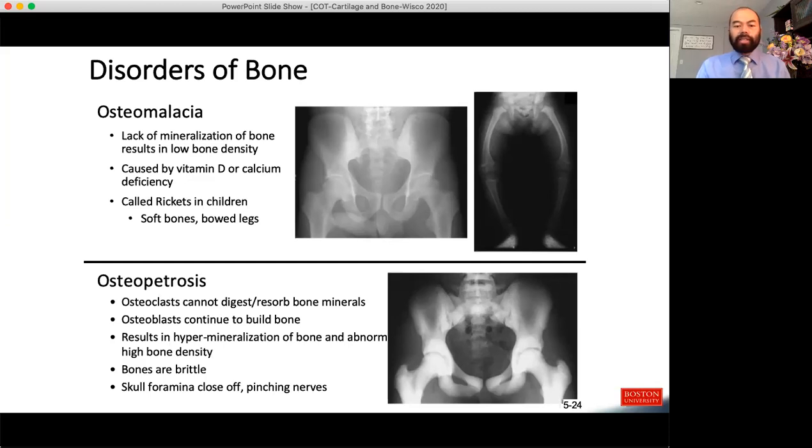The bones get really thick. Now the question is, why is it that they get brittle? That's an interesting question, right? So if you don't have your osteoclasts working to resorb the bone material, you've got a high bone density, but you don't have the opportunity to really put together or form these lamellar structures. So it's mostly woven bone, right? And so that's why the bone actually, even though it's got lots of mineralization, is actually not very strong. So now the bigger problem is the foramina close off and you get pinched nerves, and that's incredibly painful.